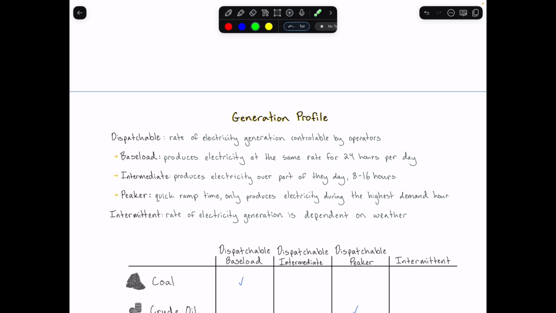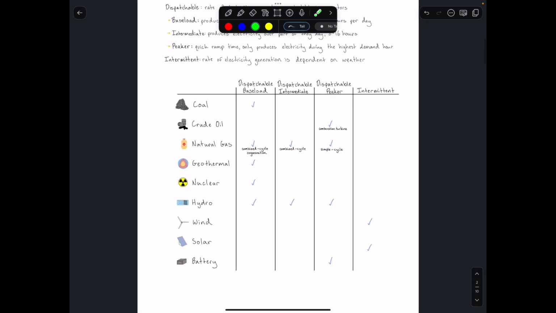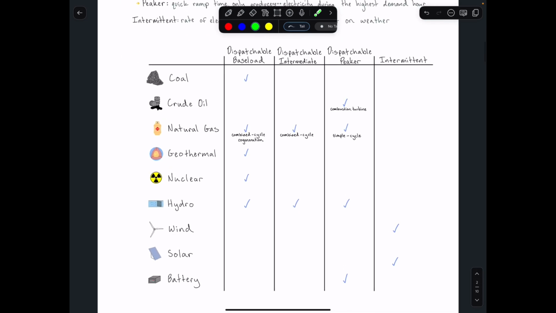Then the last one is intermittent. Intermittent resources are resources where their generation output cannot be controlled by an operator, and their generation is dependent on the weather. So now that we've gone over those definitions again, let's take a look at our comparison.